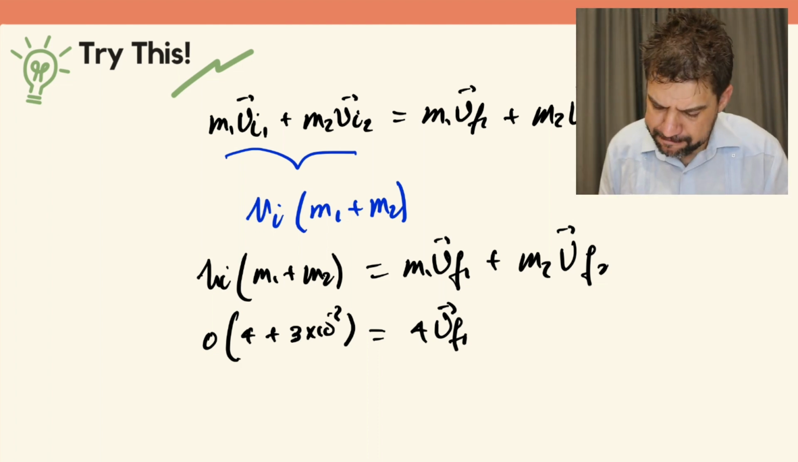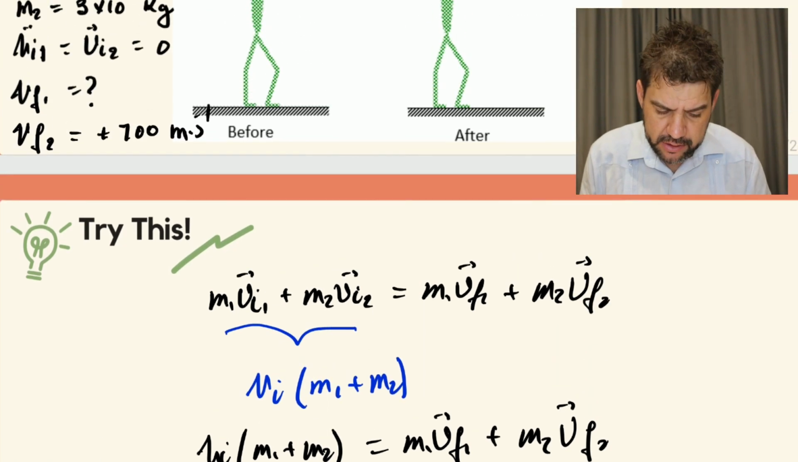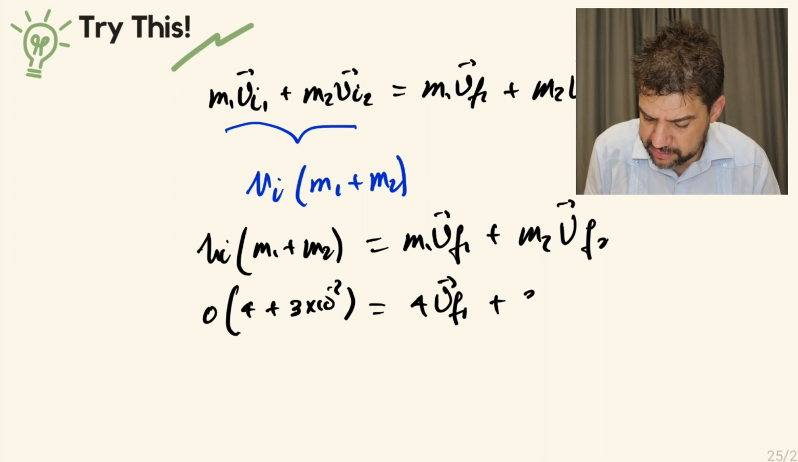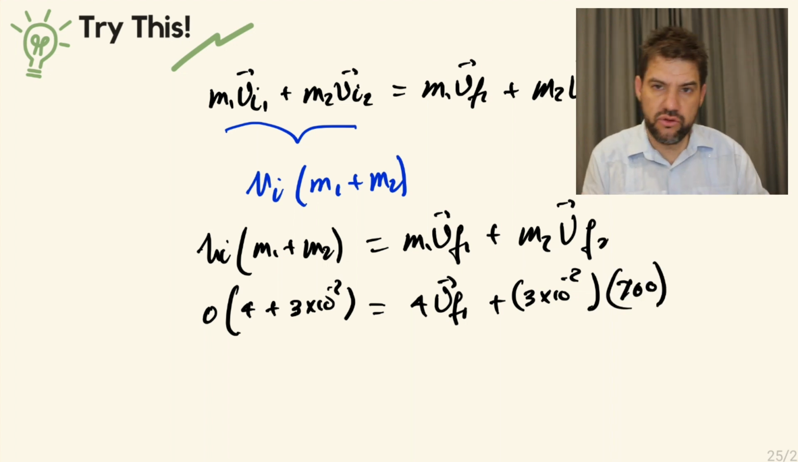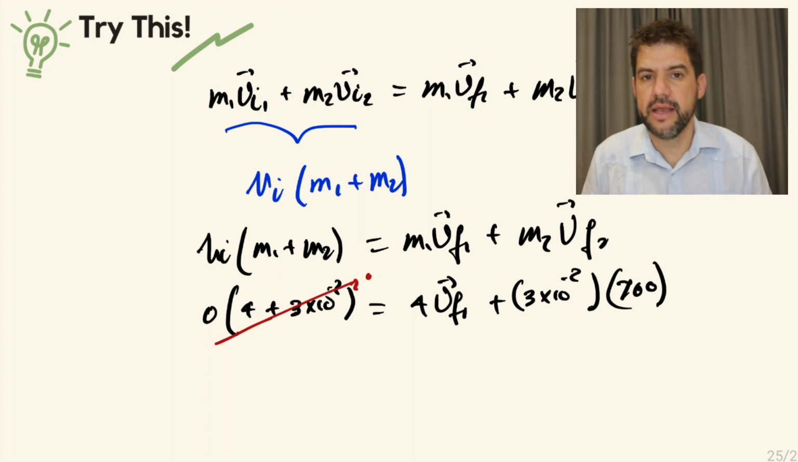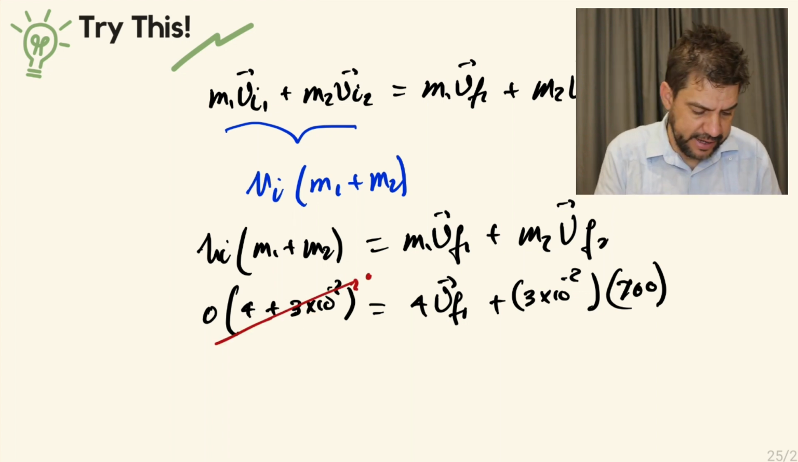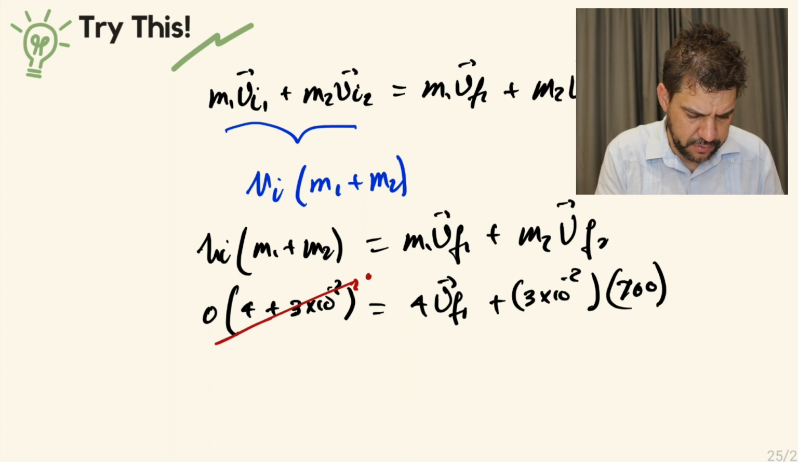I have my coffee. Plus m2, which is 3 times 10 to the minus 2, multiplied by the velocity, which is 700 positive. Guys, when you do this calculation, I have done all this one already, and this one is 0. I just want to redo it just in case. So this one is 3 times 10 to the minus 2 multiplied by 700. This one is positive. You go negative divided by 4.